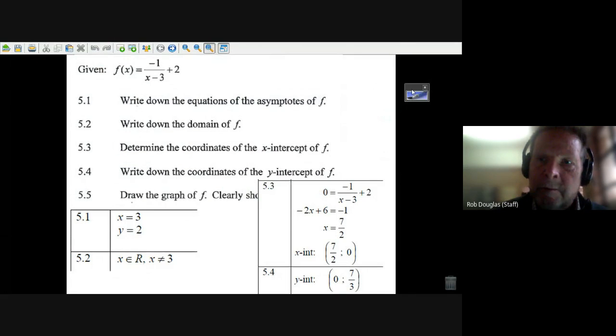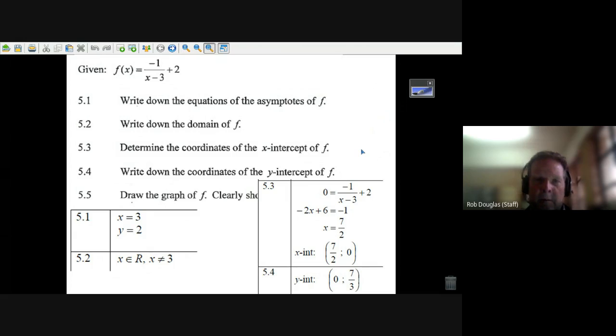Okay, we're going to do question 5 of paper 1, November 2021. And here we go. They want us to write down the equations of the asymptotes of this hyperbola.